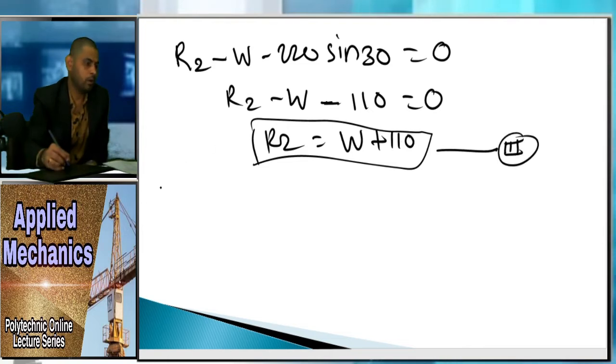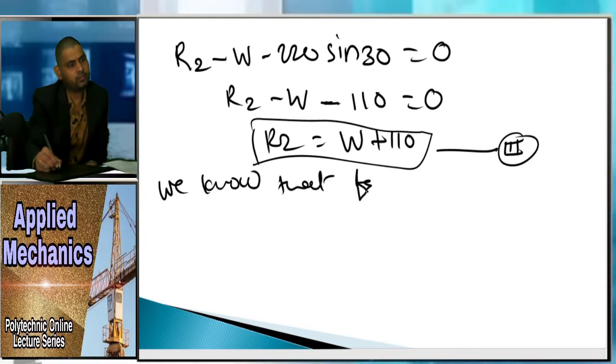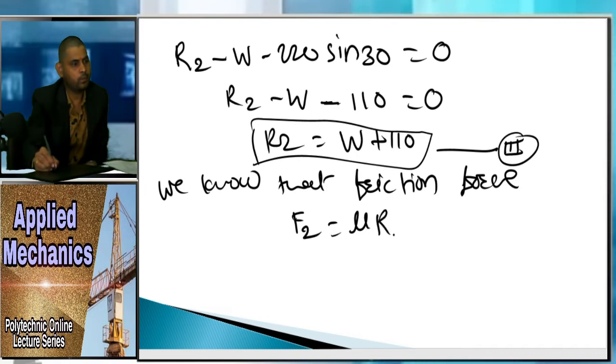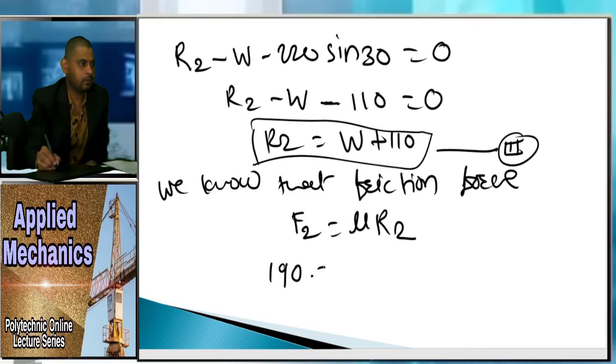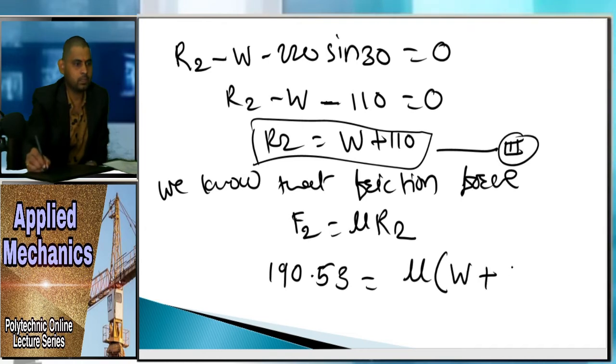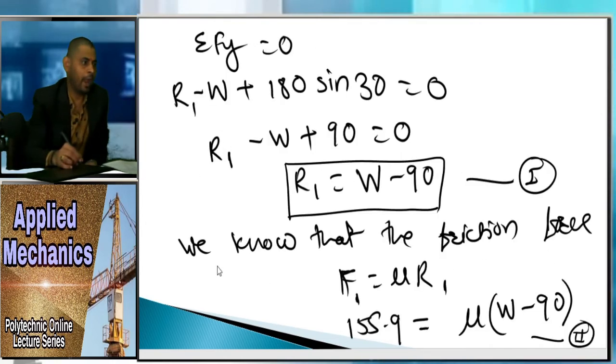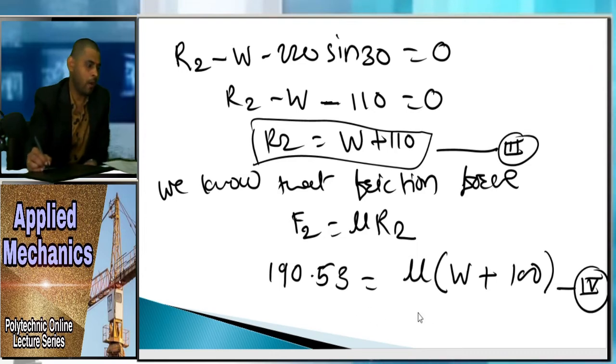Now here also we know the friction force F is equal to F2 is equal to mu into R2. So F2 is 190.53, mu is unknown, and R2 is W plus 110, right? So this is equation 4. Now we have to divide equation 2 by equation 4, and we will get the value of W.